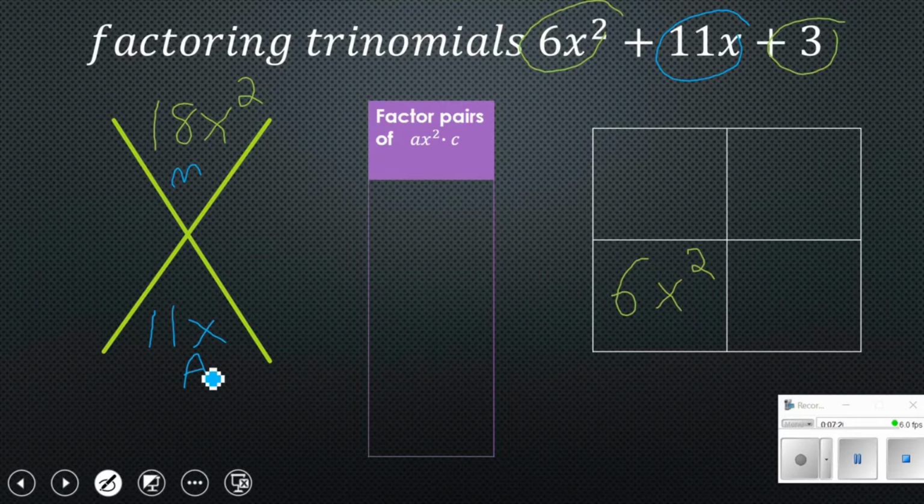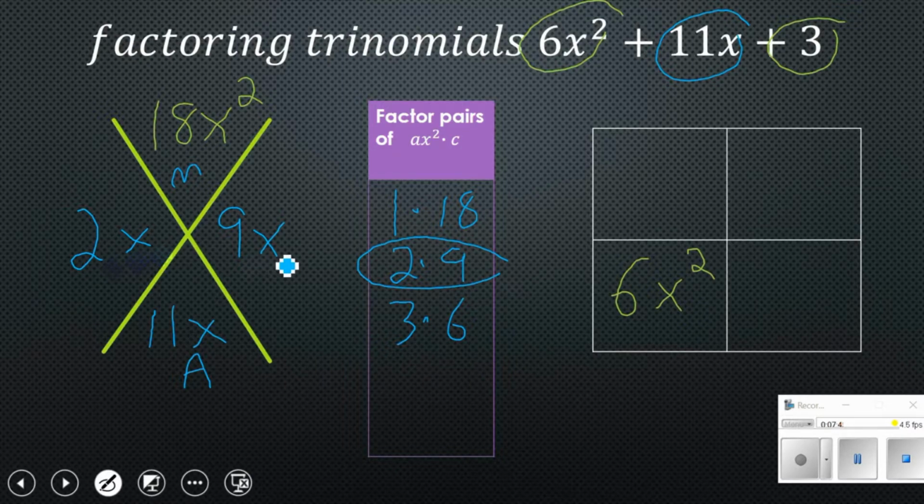Now this pair is pretty easy to figure out, but when we get more complicated examples, sometimes it's helpful to have a little table here. So we'll list out all factor pairs of 18: 1 times 18, 2 times 9, and 3 times 6. And what we're looking for is the pair that adds to the bx number. So in this case, it's going to be 2 and 9. So the sides of the diamond in this case will be 2x and 9x. And we're just going to confirm they multiply to 18x squared and add to 11x. And in this case, that is correct.